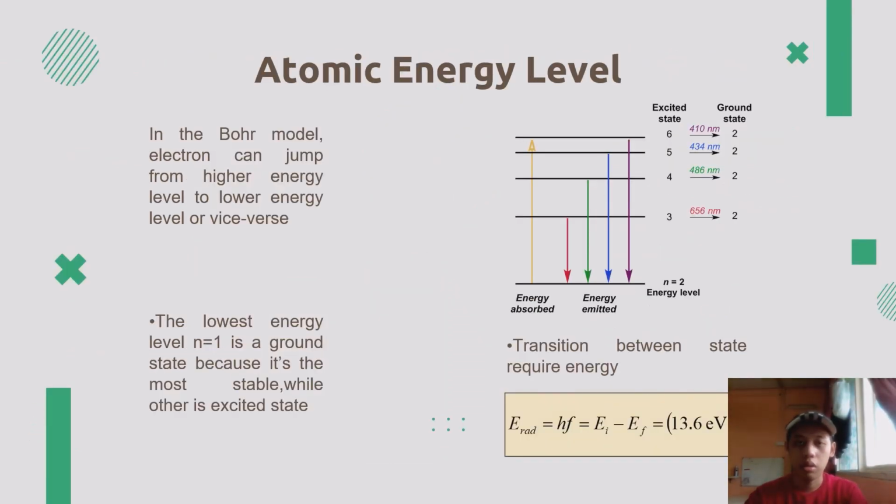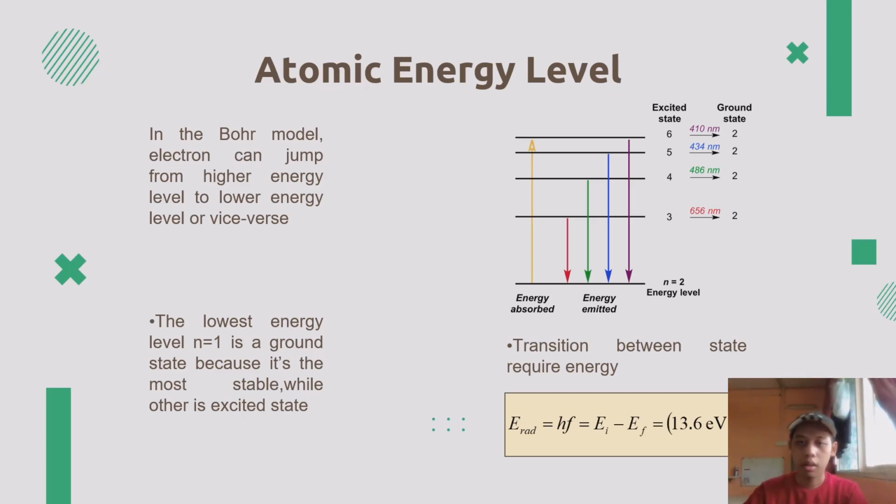Next, we're going to the atomic energy level. In the Bohr model, an electron can jump from higher energy level to lower energy level, or vice versa. And the lowest energy level, n equal to 1, is the ground state because it is the most stable among others. The others, which are n equal to 2, 3, 4, and so on, are called excited states.